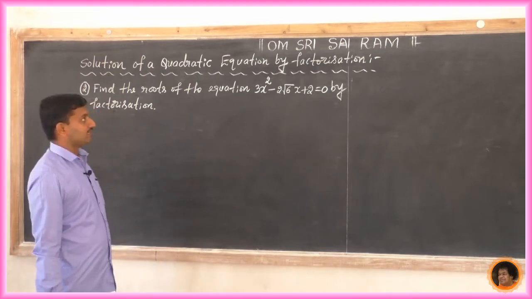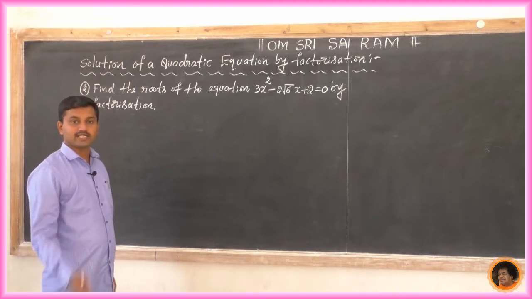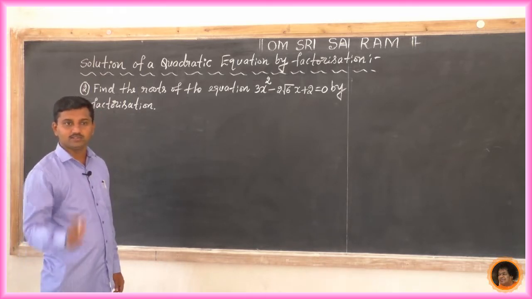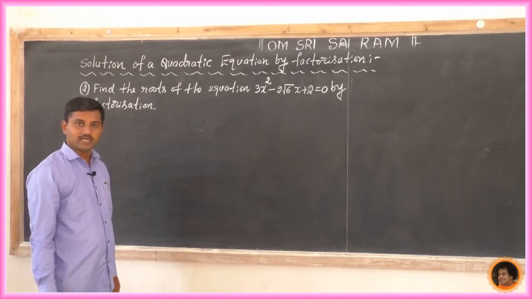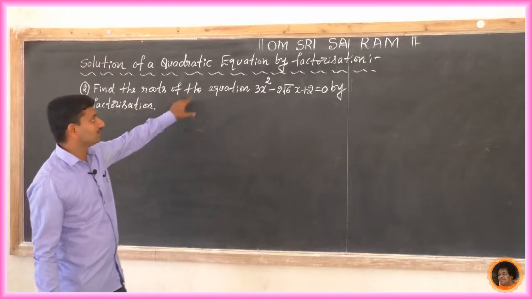Solving the quadratic equation, there are three methods. One is the factorization method, second one is the completing the square method, third one is the formula method, and one more method is there, that is the graphical method. So here by factorization method, solve the quadratic equation.